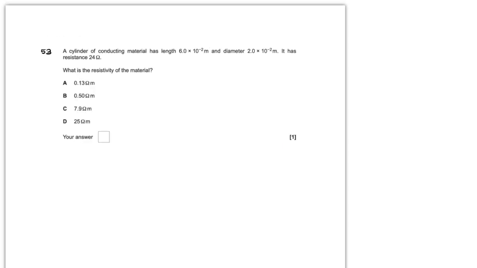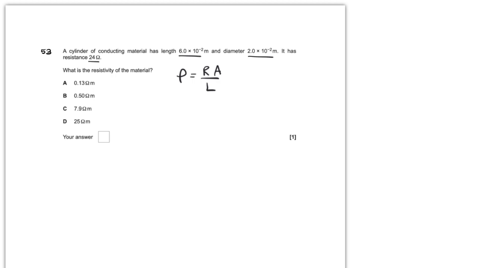For question number 53, we are given a cylinder of conducting material which has a length of 6 times 10 to the minus 2 and a diameter of that, and a resistance of this. What is the resistivity? This is one of the easiest questions I've come across in this whole entire video. So resistivity, as we know, can be rearranged as R times A over L. Okay, pop in the values and you'll get the answer. So let's see what we get.